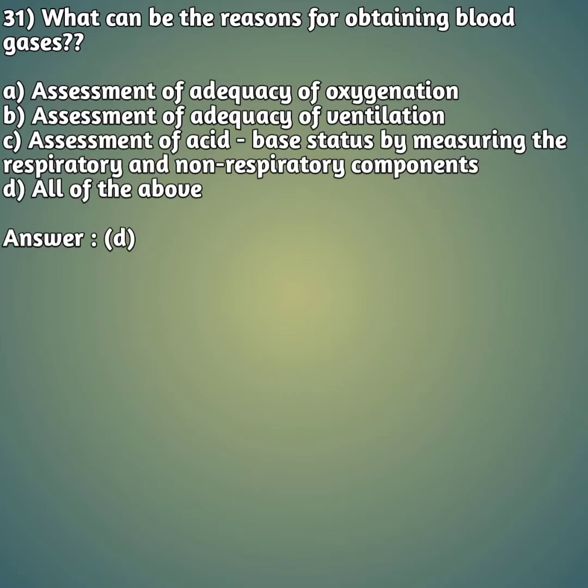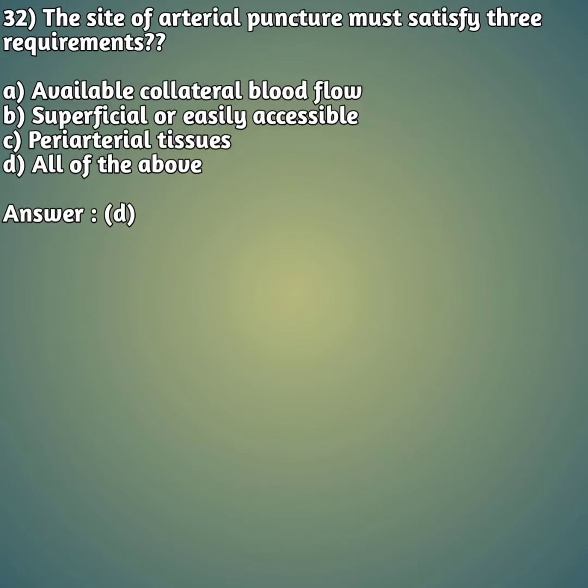So our 31st question is, what can be the reason for obtaining blood gases? Option A, assessment of adequacy of oxygenation. Option B, assessment of adequacy of ventilation. Option C, assessment of acid base status by measuring the respiratory and non-respiratory components. And option D, all of the above. So the right answer is D, all of the above are the reasons for obtaining blood gases.